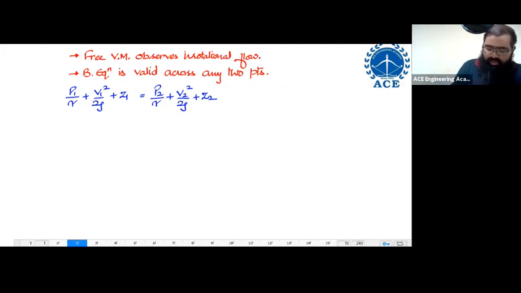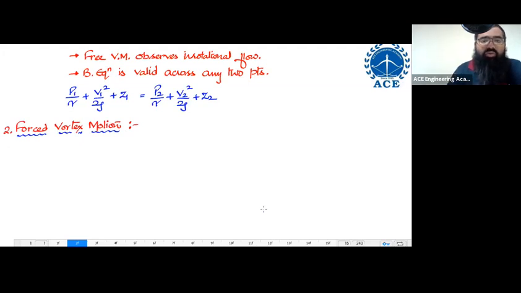Moving further. The next kind of vortex motion we are having is known as forced vortex motion. This is more important for you. Now you see, you're going to get some results which are exactly opposite to what we got in the case of free vortex motion.